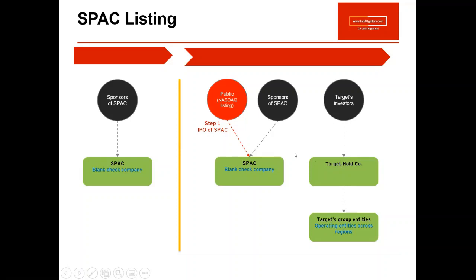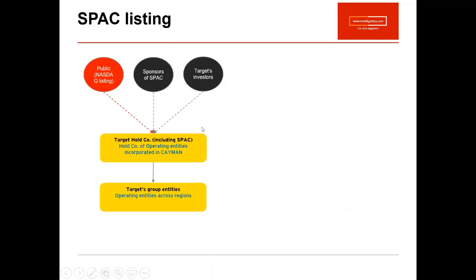If you already have a SPAC which has listed shares, the next and final step you are supposed to do is to merge these two entities. If you merge these two entities, you will have a target holding company which has the SPAC in it.